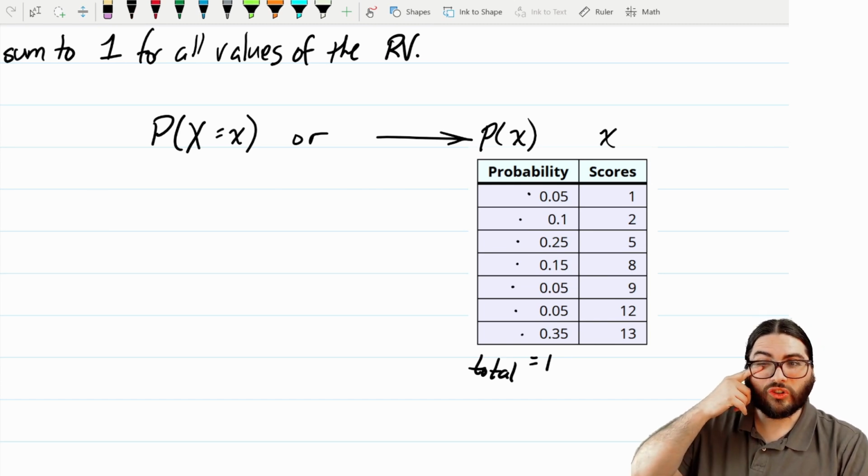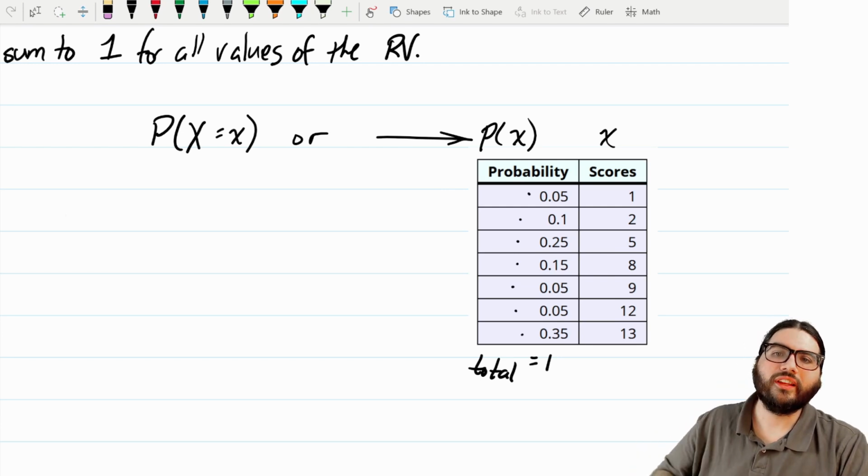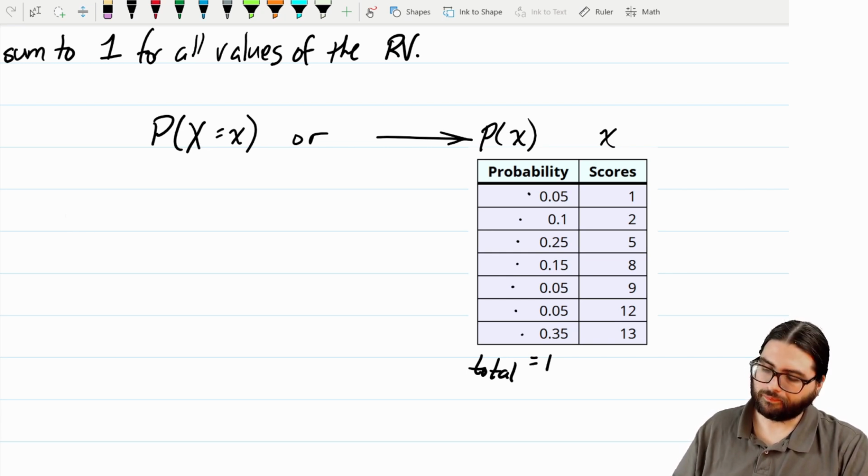We shouldn't see too many examples like that, right? Everything in this class should be already set up for you in such a way that when you correctly calculate the probabilities, they will add to 1. And when you make your probability distributions, they should always add to 1.